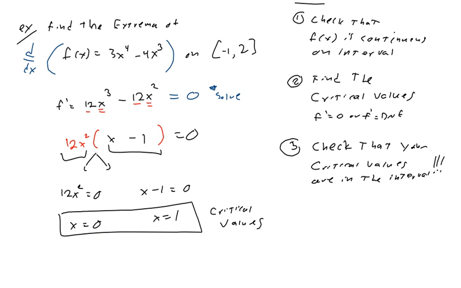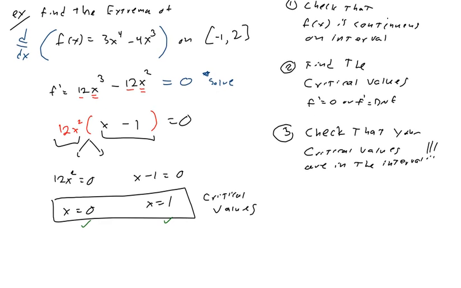Check, check, both are between -1 and 2. So we're good with that. We found our critical values. We found our potential maxes and mins. One of these is maybe a max, one is a min, or maybe both are mins.